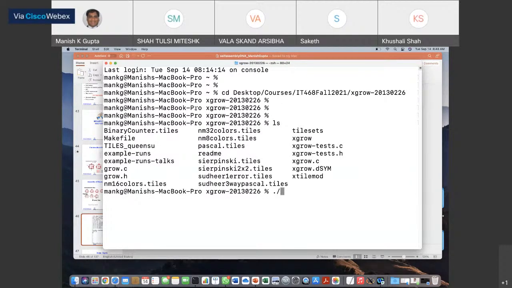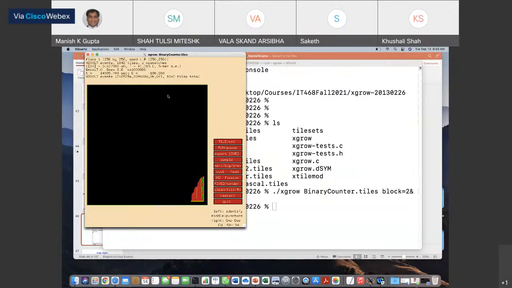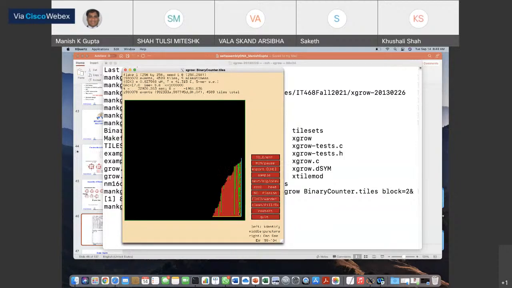I hope some of you might have already written these commands. Xgrow binary counter tiles, block is equal to 2. Block is equal to 2 means I am increasing the size. Now you can see that it is growing, right? This is the binary counter.